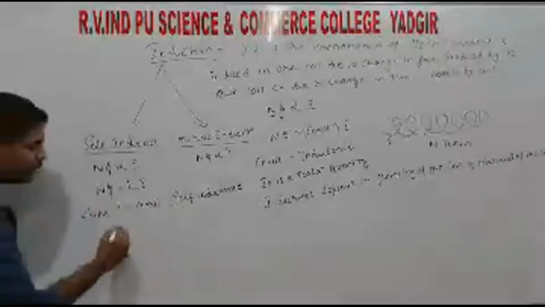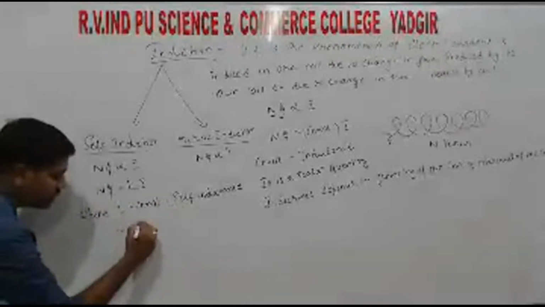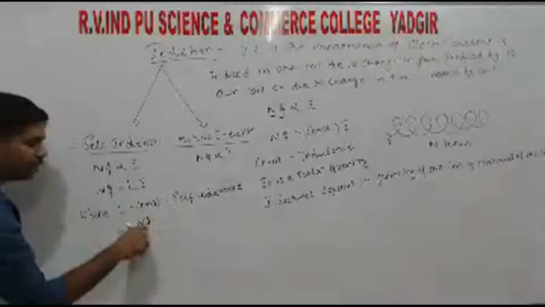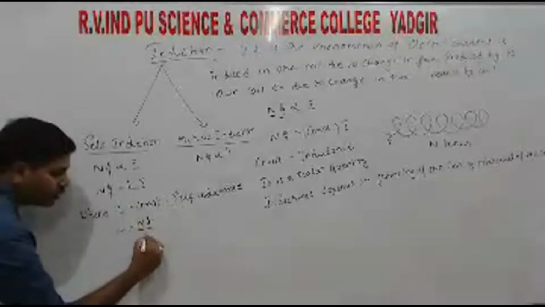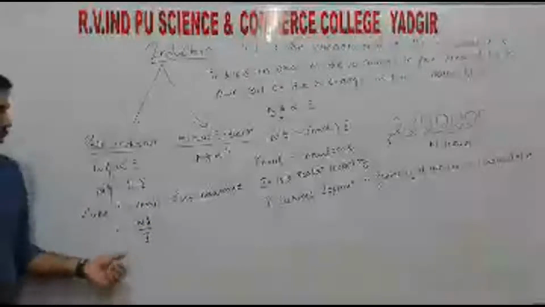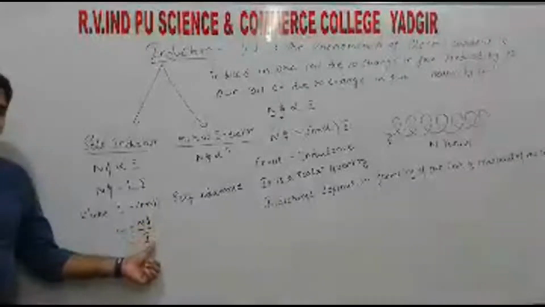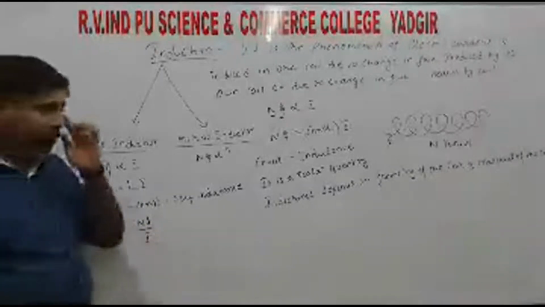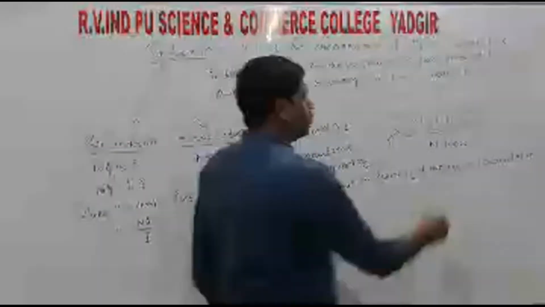So what is self inductance? Self inductance is the ratio of magnetic flux to the current flowing in the circuit. So that is L is equal to N phi by I. So here we can take inductance L.